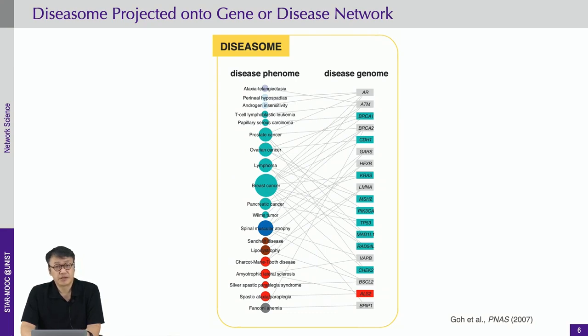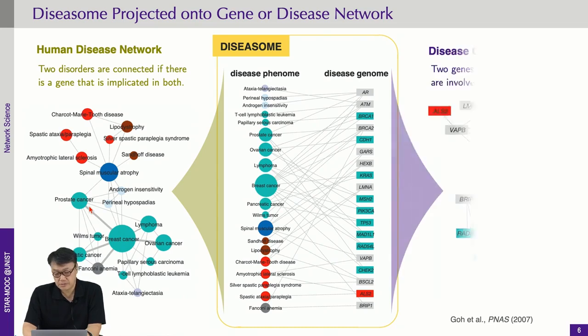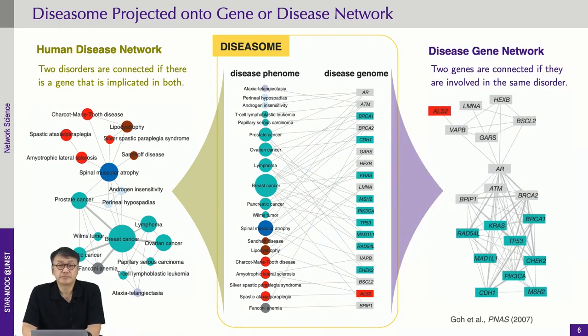As we see in the left panel here, spinal muscular atrophy is somehow related to various cancers, breast cancers, prostate cancers, and so on. On the other hand, here on the right panel, the oncogene KRAS is strongly related to the celebrated tumor suppressor gene, p53.